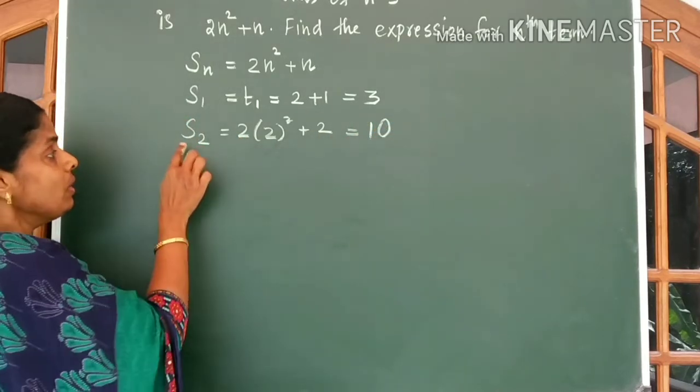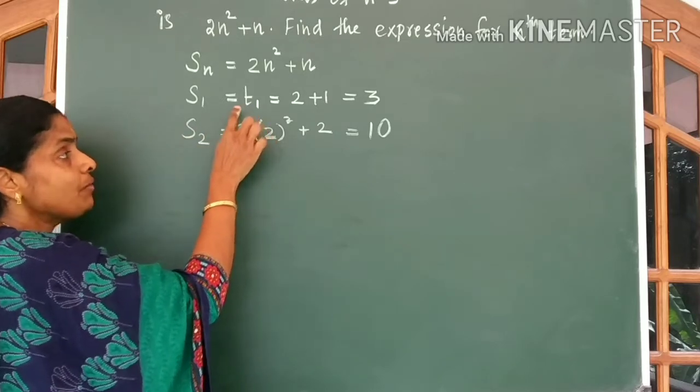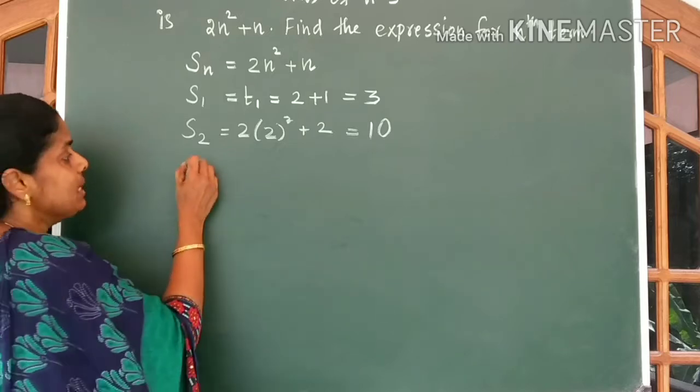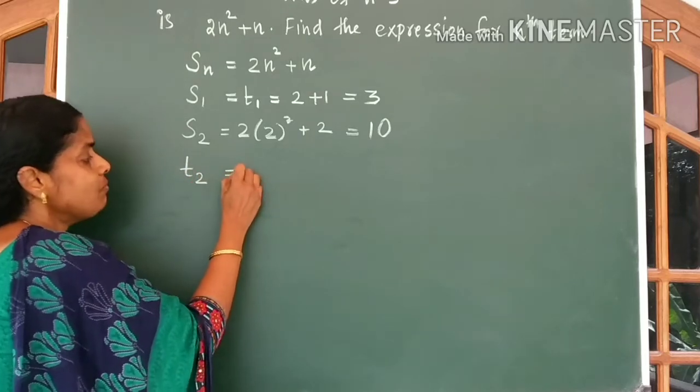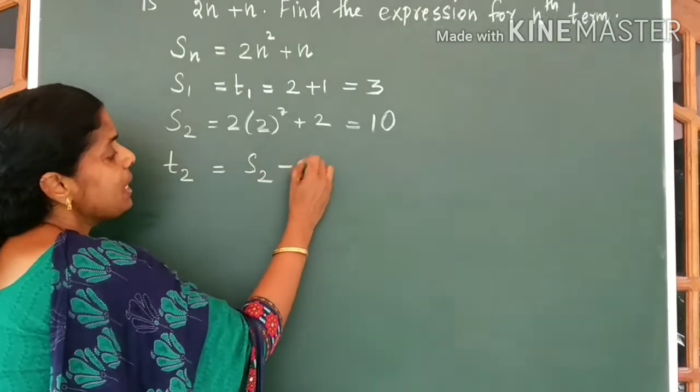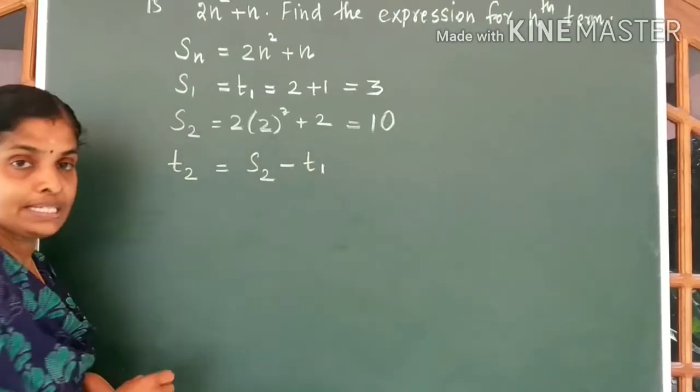Now we know S2 and also we know the first term. So let us write the second term. To get the second term, what do we have to do? From the sum of two terms, you have to subtract the first term.